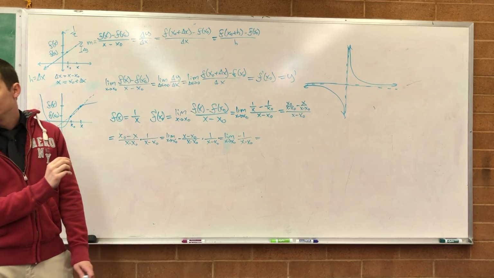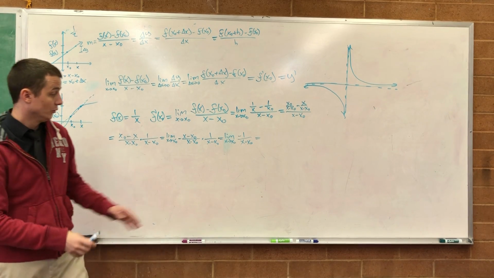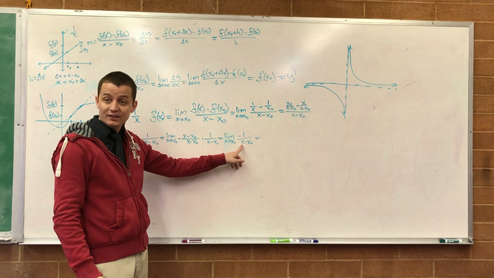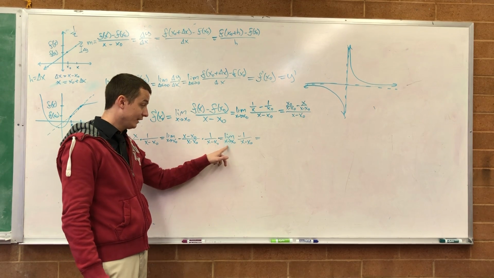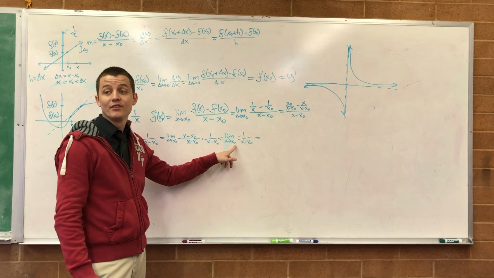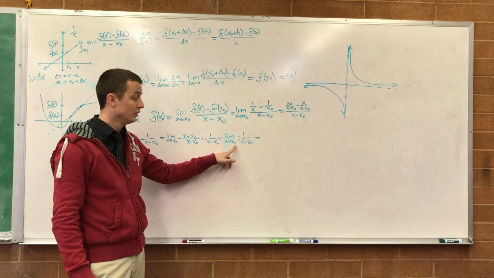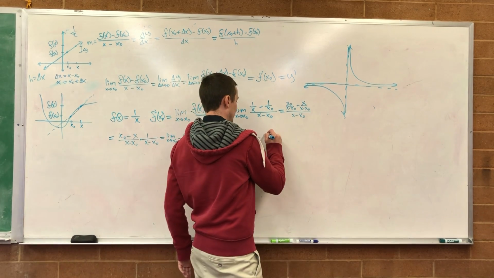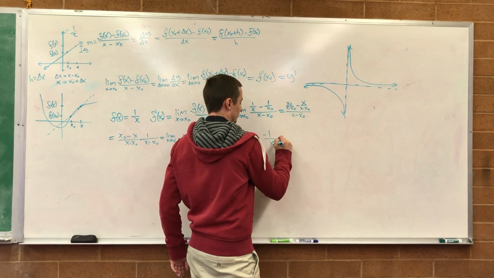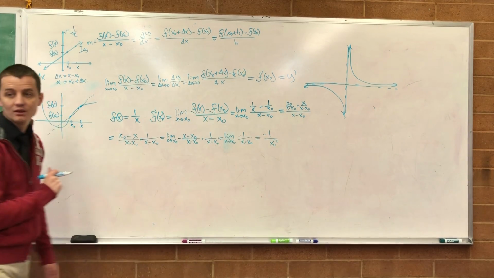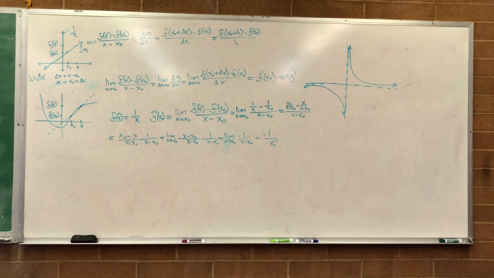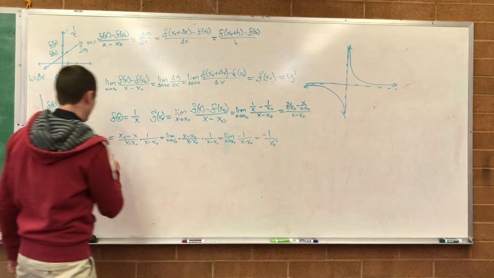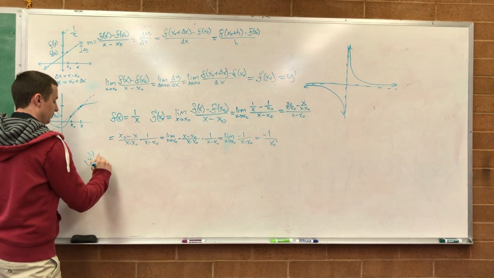So now we're not dividing by 0 anymore. The limit of x as x approaches x naught is x naught, so the product is x naught squared. So we get negative 1 over x naught squared. That's the slope at any point x naught. So what is the slope of this function? What's f prime of 3 equal to?